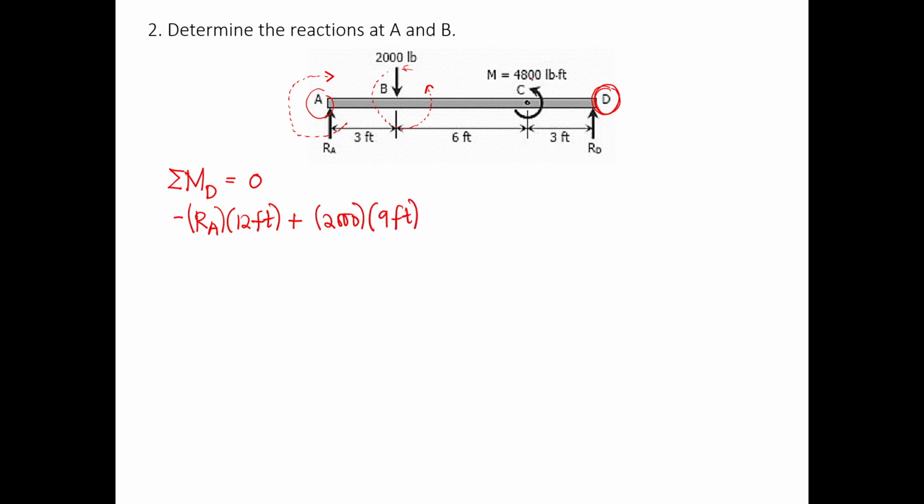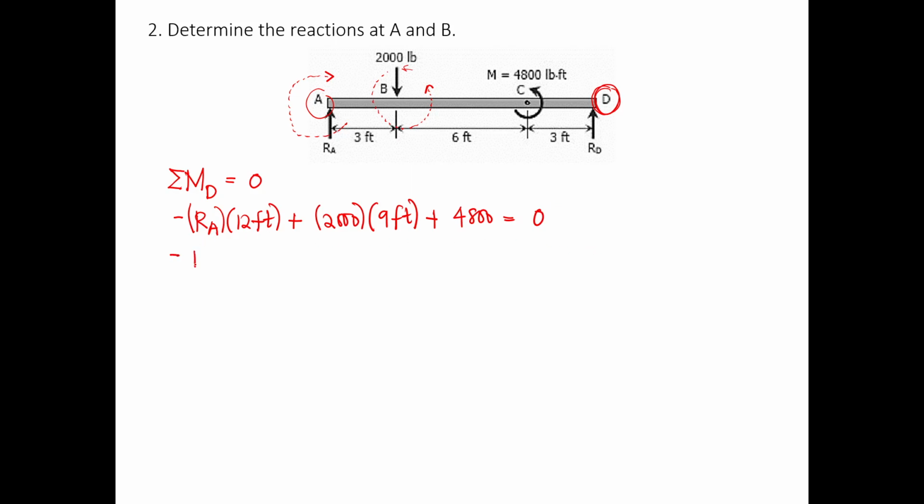And then lastly we have a counterclockwise moment that is positive. So meaning that will be plus 4,800 pound-foot. So di na siya i-multiply sa distance because it's already a moment, diba? So we just have to add that in the system. And then equals 0.